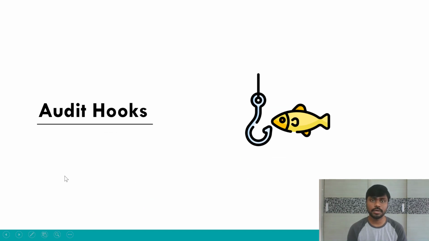Now, the last tool we are going to discuss is audit hooks. It's one of the simplest tools I can say. Similar to the diagram, how a fish is caught with hooks when you are fishing, similarly, auditors use this software to create some red flags. Whenever any transaction meets or satisfies these conditions, the transaction will automatically be picked and put in a separate log file.